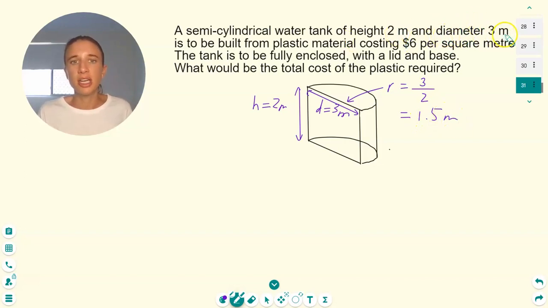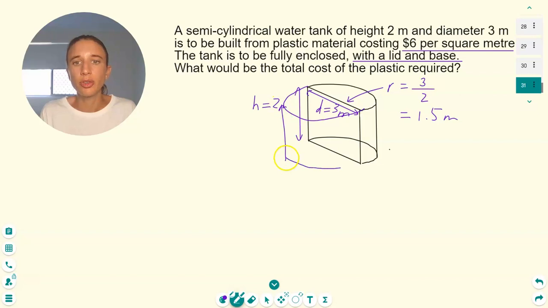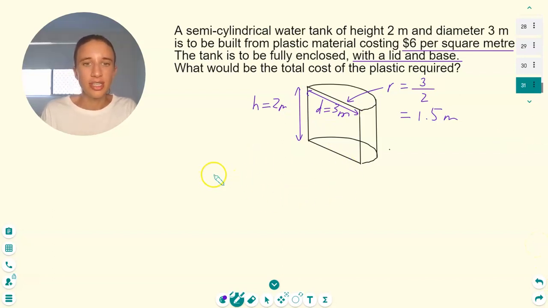The tank is to be built from plastic material costing $6 per square meter. The tank is to be fully enclosed with a lid and a base. What would be the total cost of the plastic required? So when I look at this, I know the surface area of a full cylinder. Let's find that, and I'm going to say a general wordy formula first.